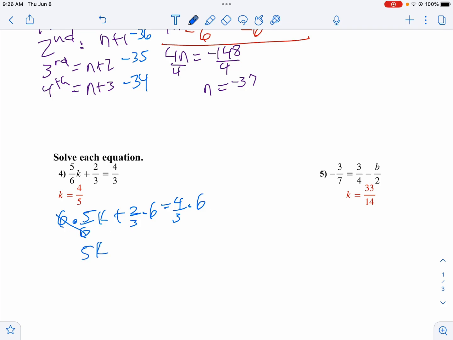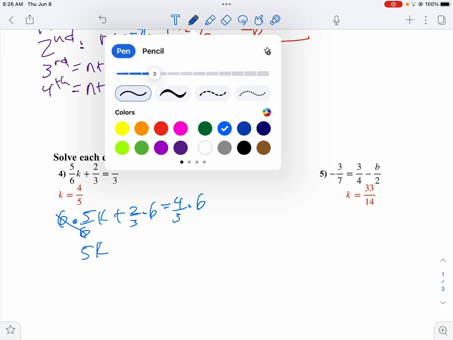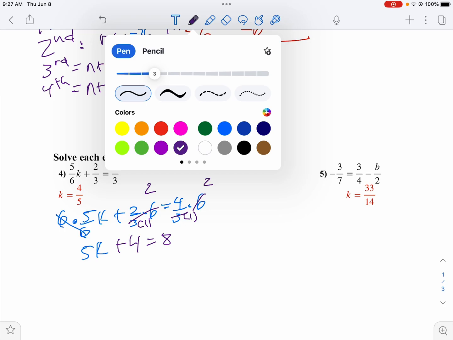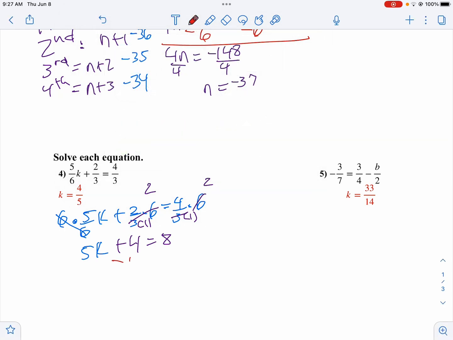3 goes into 6 2 times. So 2 times 2 is 4. And I'll do the same thing here. 3 goes into 6 2 times. 4 times 2 is 8. If you want to write that 1, because you reduce that 3 again, now you've got an equation that doesn't have any fractions in it. It makes it a lot easier to solve. So I minus 4 from both sides, because the opposite of adding is subtracting. It's a two-step equation now.